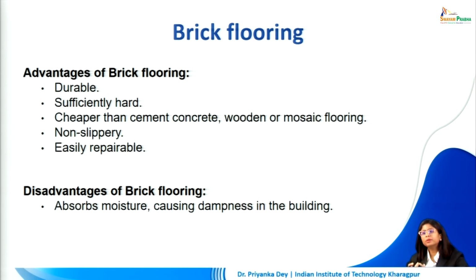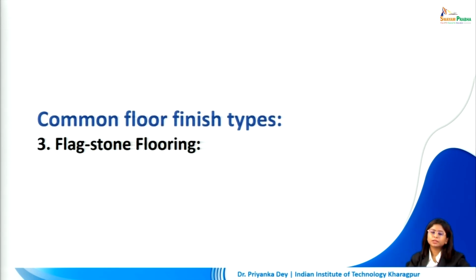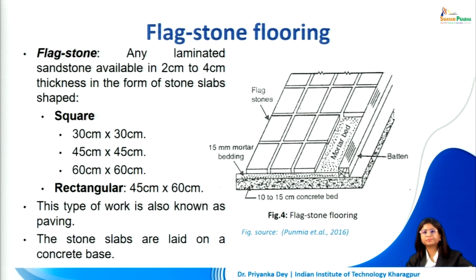So, the normal wet cleaning process that we may want to adapt for other spaces won't be applicable in case of the brick flooring. The next type of floor finish is called the flagstone flooring. Now, flagstone is any laminated sandstone available in 2 cm to 4 cm thickness. These slab stones can be either 30 x 30, 45 x 45 or 60 x 60 centimeters. The rectangular ones are 45 x 60. Now, this type of work is also known as paving.